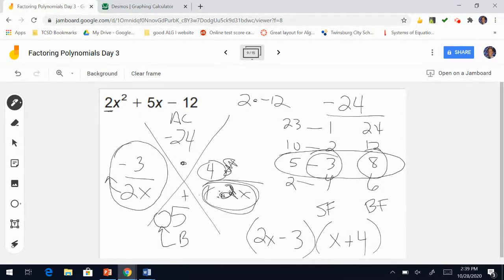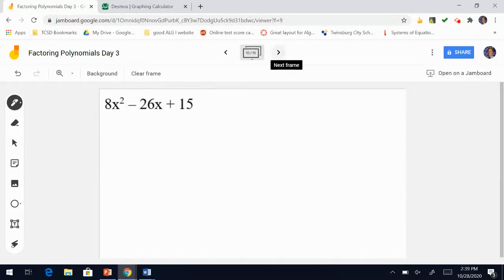All right, how do we check this? These are two binomials. These two binomials should turn back into a trinomial. Double distribute, and you can check your work. Any questions? Please raise your hand.